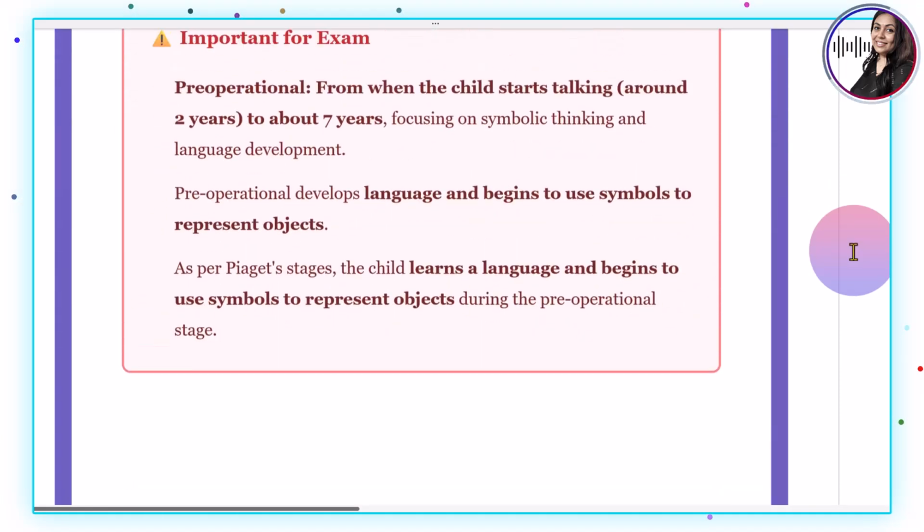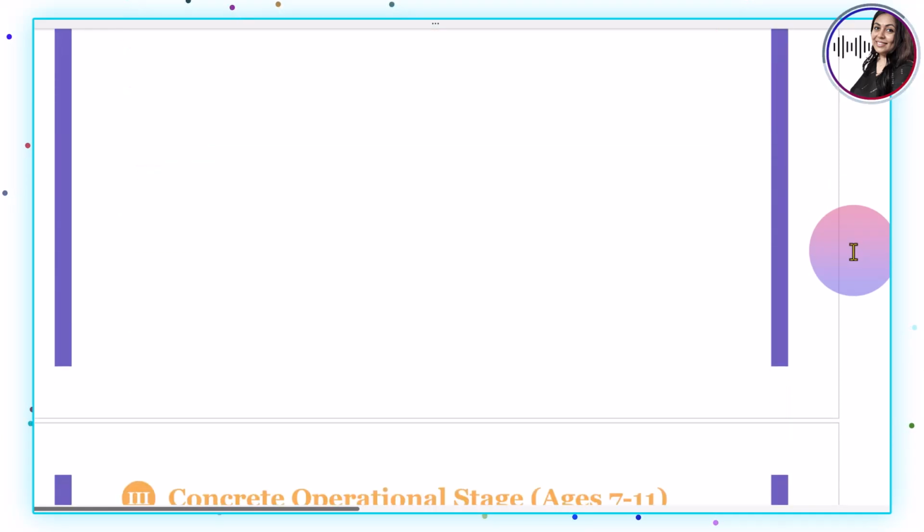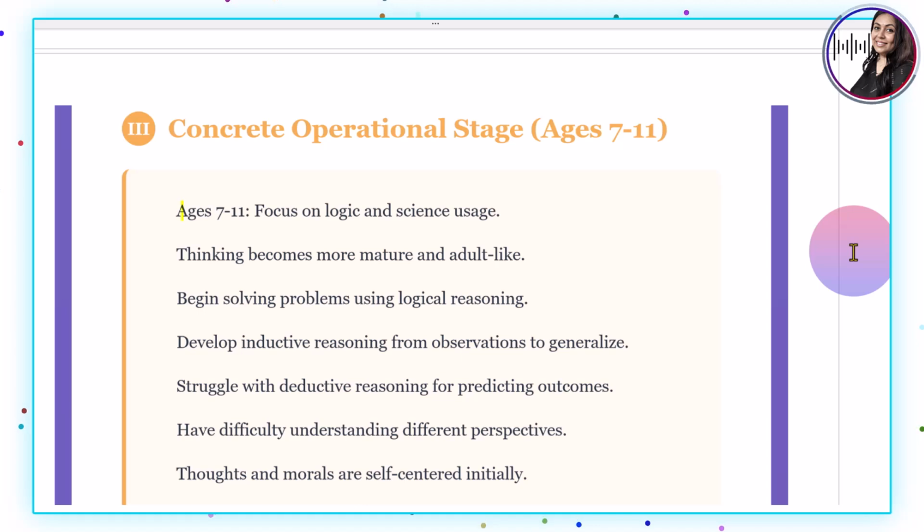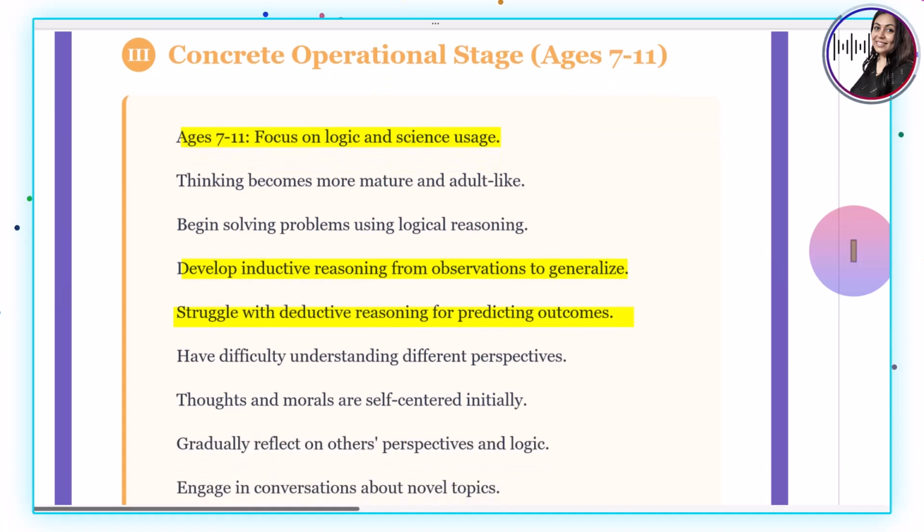Next, we enter the concrete operational stage, which typically spans from 7 to 11 years of age. During this stage, children's thinking becomes more organized, logical, and mature, though still tied to concrete objects and experiences. Learners begin solving problems independently using logical reasoning and develop inductive reasoning, where they draw general conclusions from specific observations. However, they may still struggle with deductive reasoning, which requires predicting outcomes based on abstract principles.